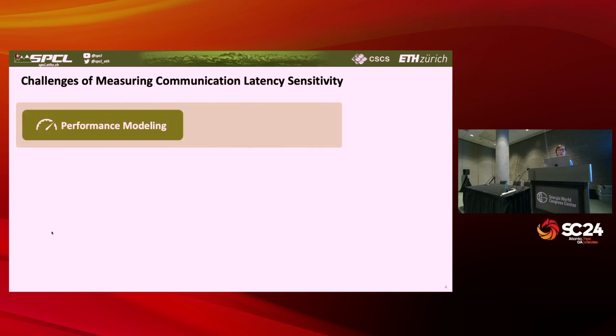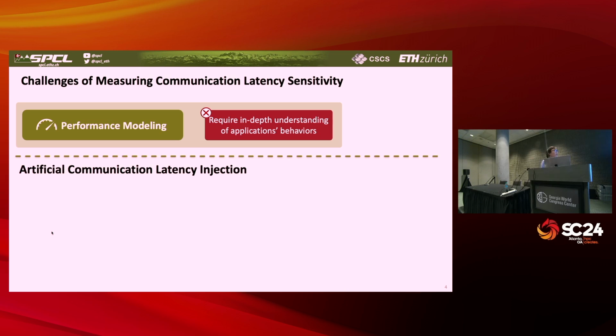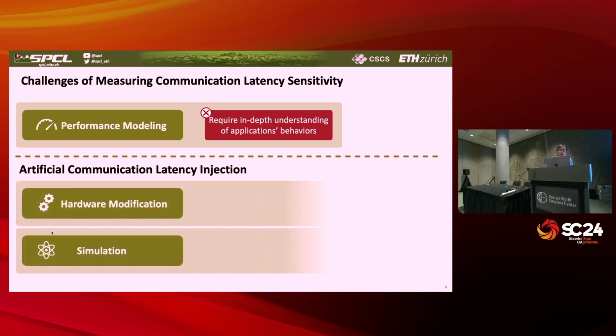The first way is that we can construct very detailed performance models, but this would require a very deep understanding of the behaviors and the source code of the algorithm and the application. So this is rarely done in practice. The second way would be to simply inject latency artificially into these applications and run them either on hardware, on real systems, or with simulations.